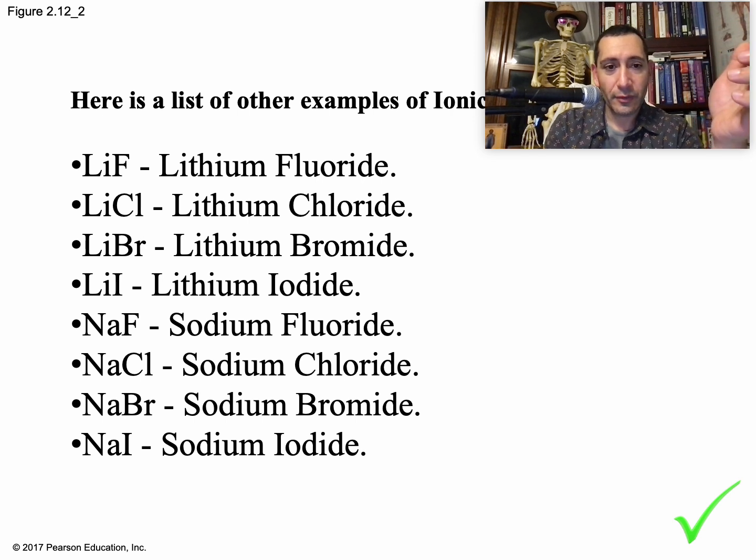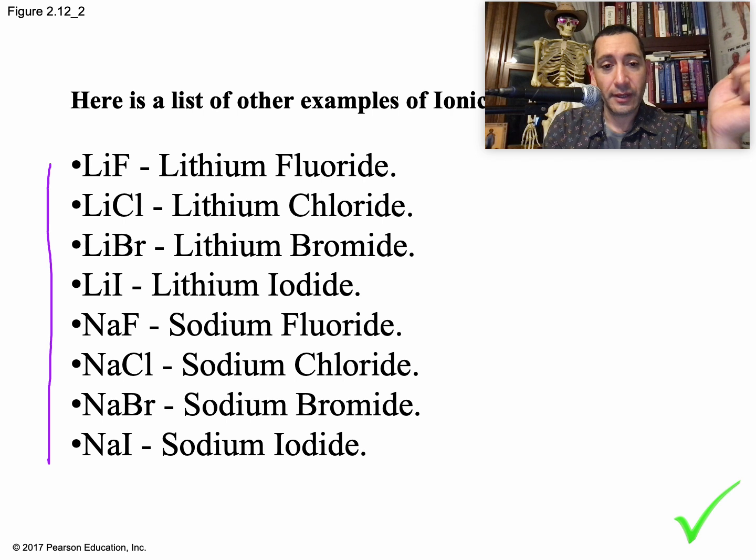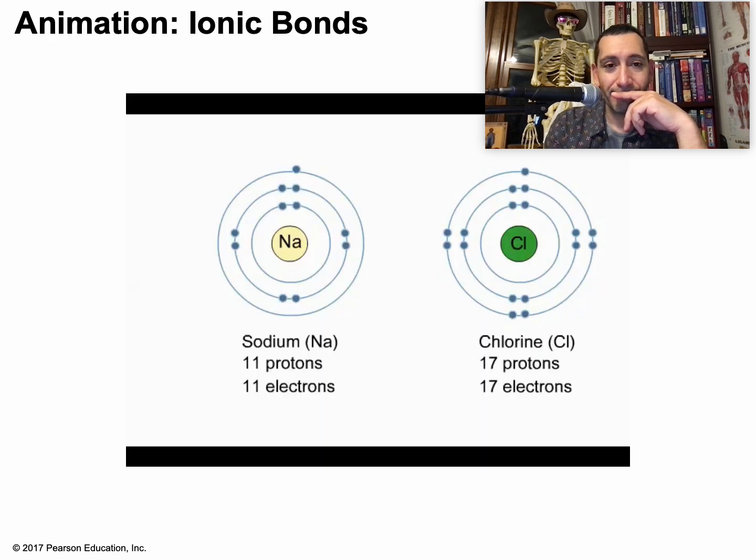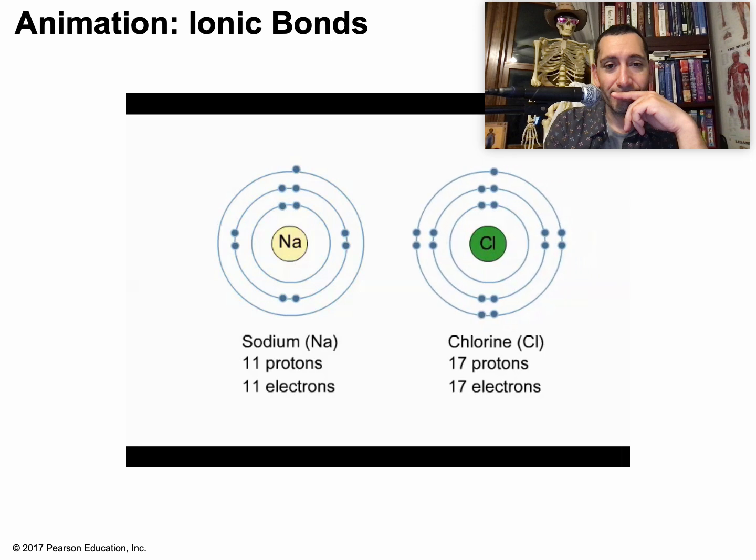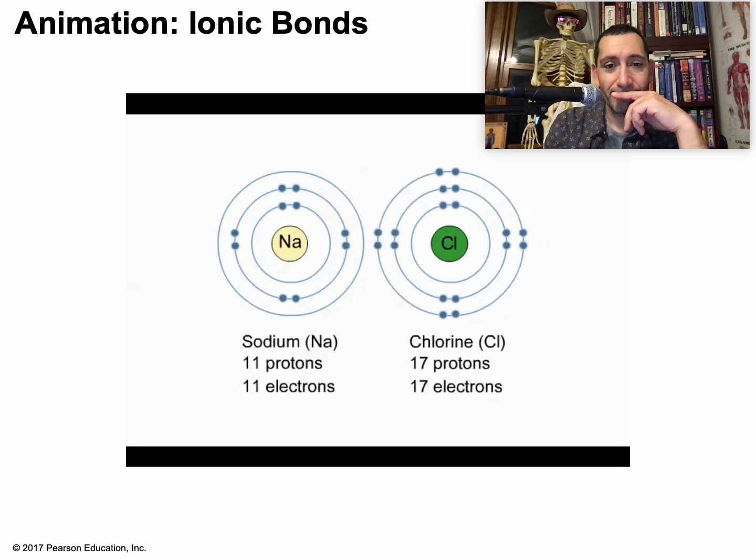Here's just a quick little cheat sheet for you. Here are a bunch of metals and nonmetals. Lithium fluoride, lithium chloride, lithium bromide, and so these are all examples of ionic bonding between metals and nonmetals. Sometimes atoms complete their outer shells by stealing or giving away electrons. This happens between sodium and chlorine atoms. An electron moves from the sodium atom to the chlorine atom. The outer shells of both atoms are now complete, containing 8 electrons.